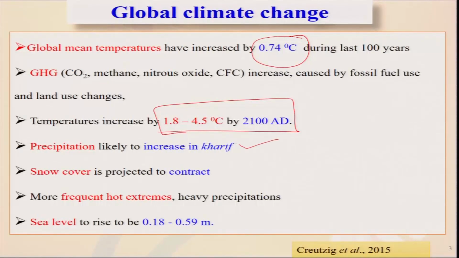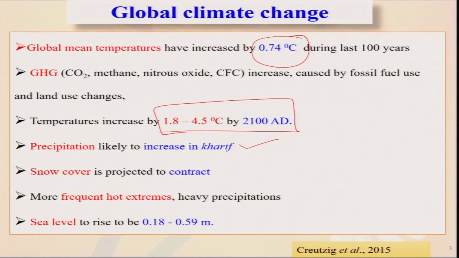Someone is telling that precipitation is likely to increase in the Kharif. Precipitation is very good and needed for the Kharif season, but we are getting 500 millimeter rainfall in a single day, and you have seen the condition of Mumbai, and this year we have also seen the condition of Delhi, where we got 100 millimeter rain in a particular day. So what happened? Our whole area, cities, roads and everything have been inundated.